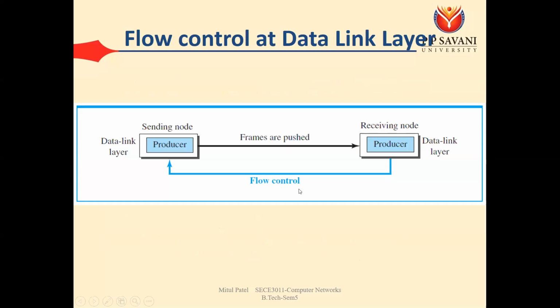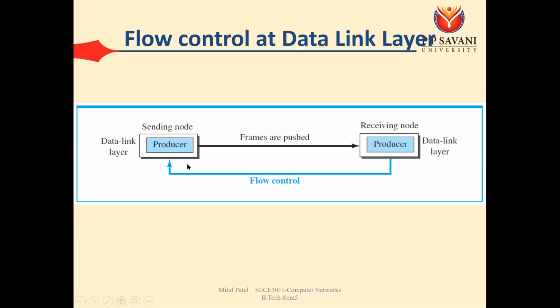So how is it going to work? You can see from the figure that there is a producer and there is a consumer. There is some mistake in this figure. On this side there is the producer and on this side there is a consumer. So we can say that the producer is a sending node and the receiver is a consumer node.